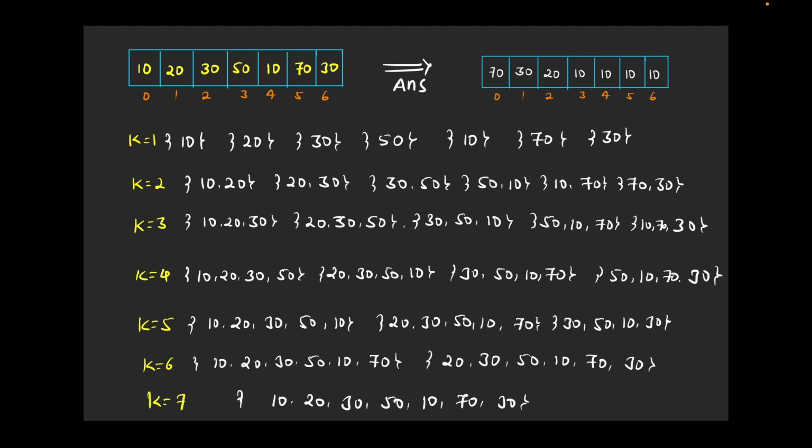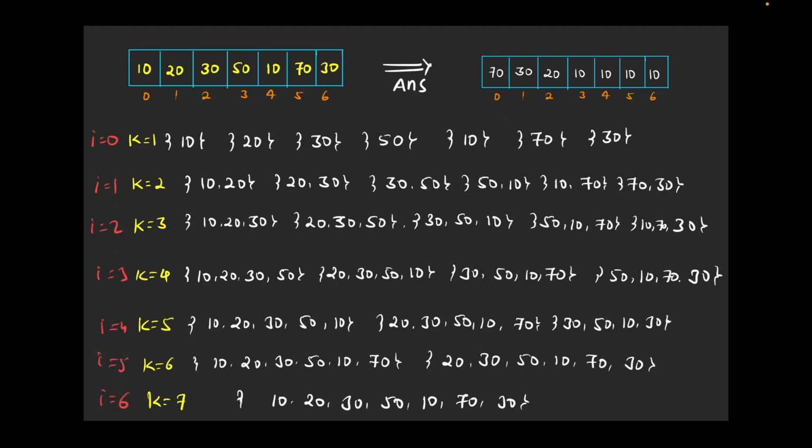These are the subarrays ranging from 1 to 7, because the size of my subarray should start from 1 and go till my n. So this is what I wrote. What I will do is simply name them: i equals 0, i equals 1, i equals 2, i equals 3, i equals 4, i equals 5, i equals 6.